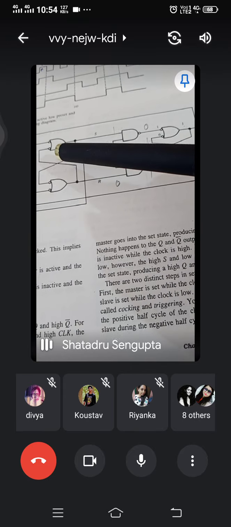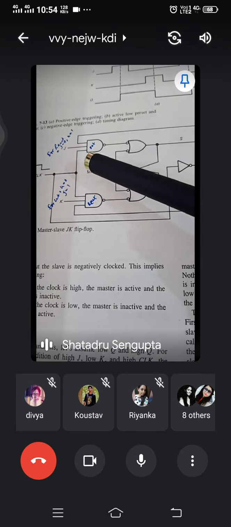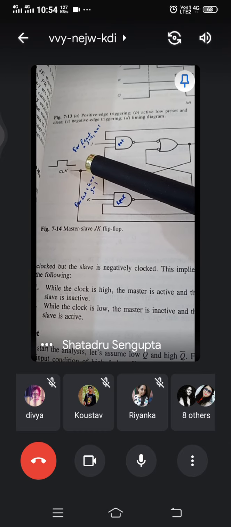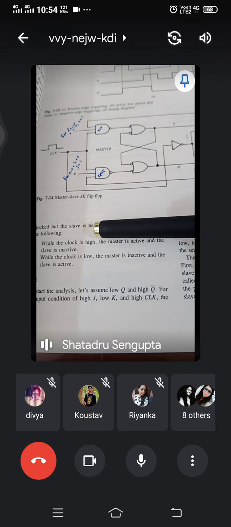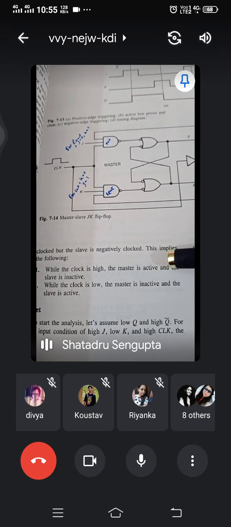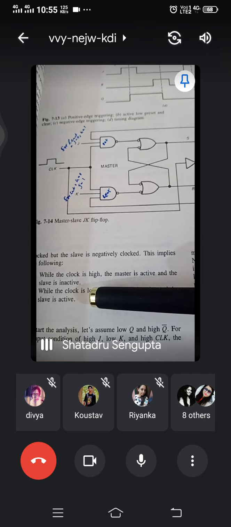And how does it work? Once again, this is to do away with the RC circuit. Look at what they're saying about the working principle. While the clock is high, the master is active and the slave is inactive. When the clock is low, the master is inactive and the slave is active.